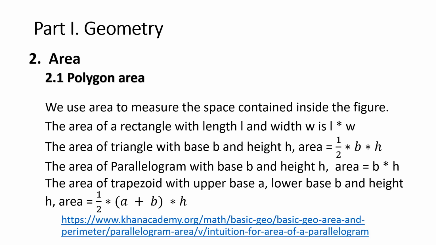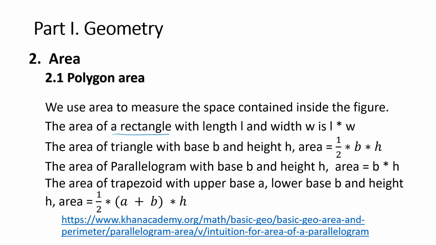Okay, here is part 2 of the geometry. We want to talk about area. First, polygon area. We use area to measure the space contained inside a figure or shape. For example, the area of a rectangle with length L and width W is L multiplied by W. The area of a triangle with base B and height H, we'll talk about what base and height are in a little bit, is 1/2 the product of B multiplied by H.